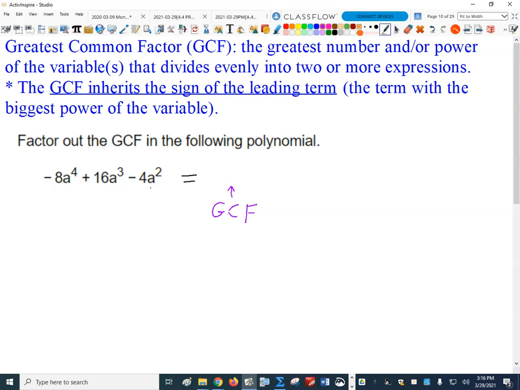So the GCF is always going to be, the variable part is always going to be the wimpiest or the smallest power of the variable. Right? So it's going to be an a squared. So that's the variable part of it. Okay, now what's the other stuff though? What's left behind from the other terms? Well, if I take an a squared out of the first term, a squared times what is a to the 4th? A squared times a to what power would be a to the 4th?